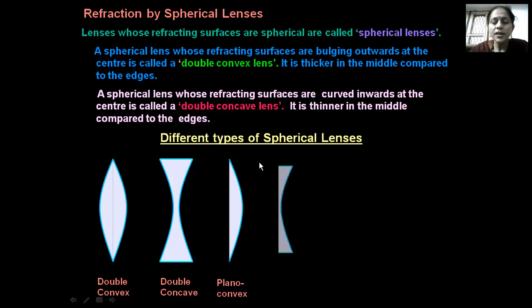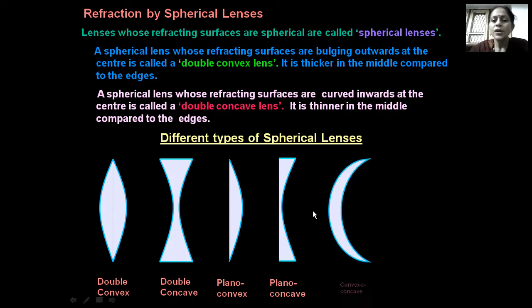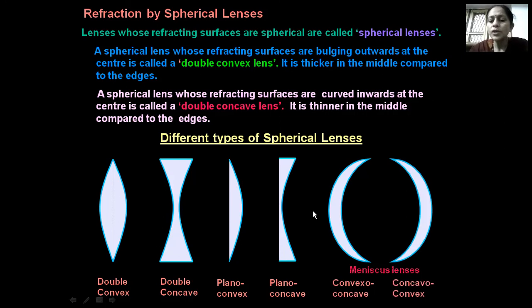Again, they can also be classified into plano-convex. If one surface is a plane, then it is plano-convex. If one surface is plane in a concave lens, then it is a plano-concave lens. And convexo-concave has one surface convex and one concave; similarly the other meniscus is concavo-convex.